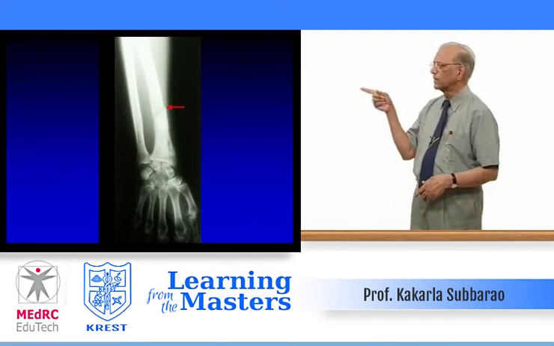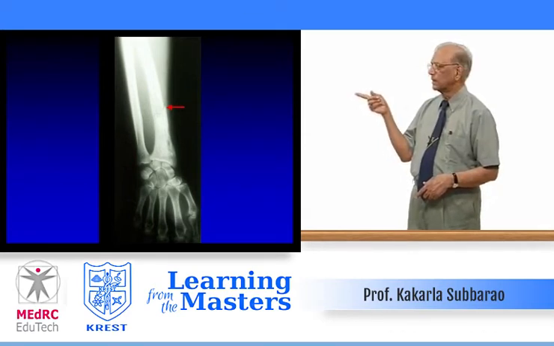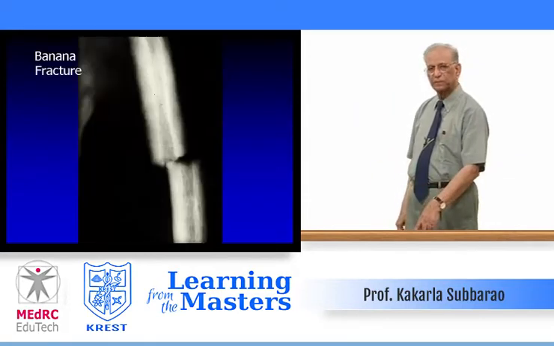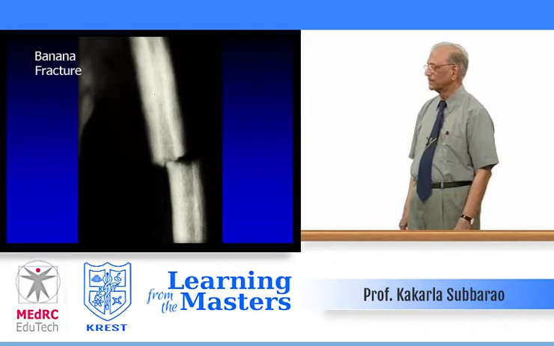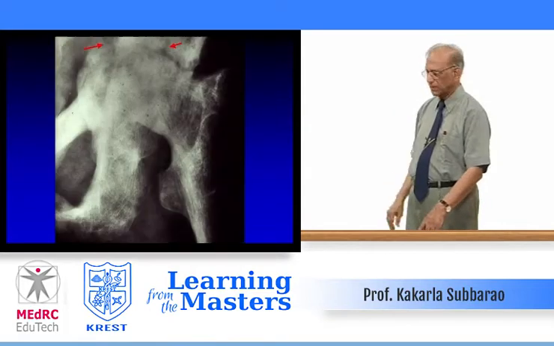And a real fracture also may occur in the middle third of the radius. There is a fracture. The pagetoid process goes all the way to the articular margin at the wrist. Remember, I was talking about the banana fracture. This is the type of fracture that occurs. They are classical for Paget disease.